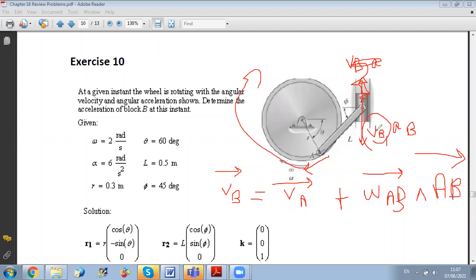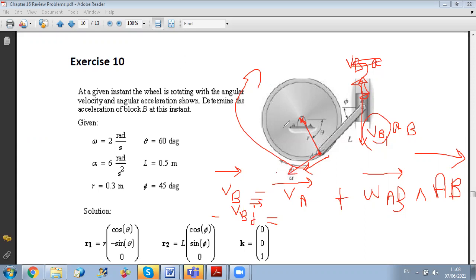Now, for VB, we just know that it is vertical, but we don't know the magnitude. So we put minus VB j equals to. Now, concerning VA, A is a common point between the rod and the disk. So I can get the velocity of A by doing the analysis of disk motion. The disk is rotating about a fixed axis, passing by this point. Therefore, I can be sure that the velocity of A will be perpendicular to the radius. And from the right-hand rule, it's a downward velocity. So I can draw the vector here.